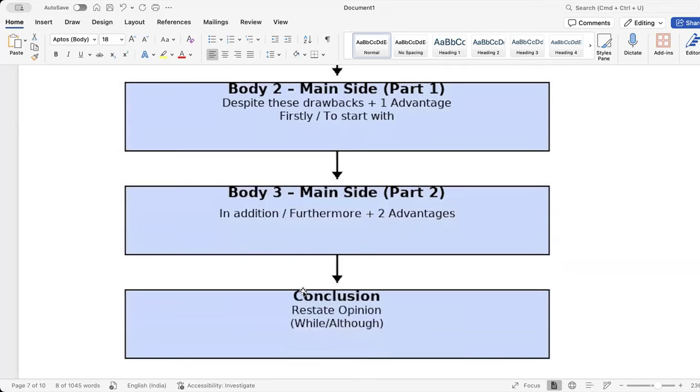After covering the 3 body paragraphs, we come to a conclusion in which we just restate our opinion using while and although again. There is nothing else in this essay. Advantage and disadvantage essay is all about this. There's nothing else remaining here.